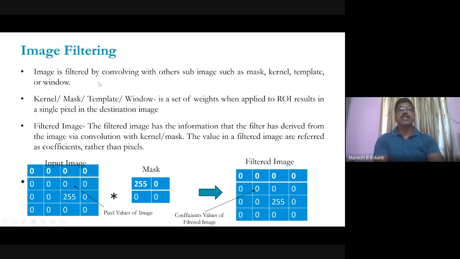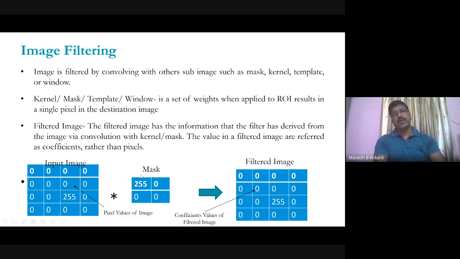So the image is filtered by doing what? Convolution operation, with another sub image. This sub image is the filter mask, sometimes called the kernel, template, or window. Kernel, mask, template, window is a set of weights. For a low pass filter, this will have a different set of weights. For a high pass filter, it will have a different set of weights, and so on. And also the size of the mask changes.